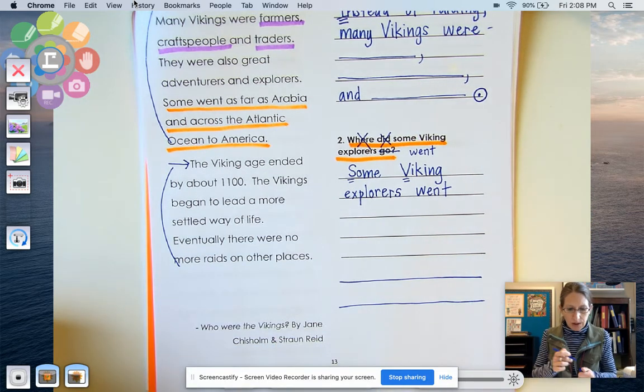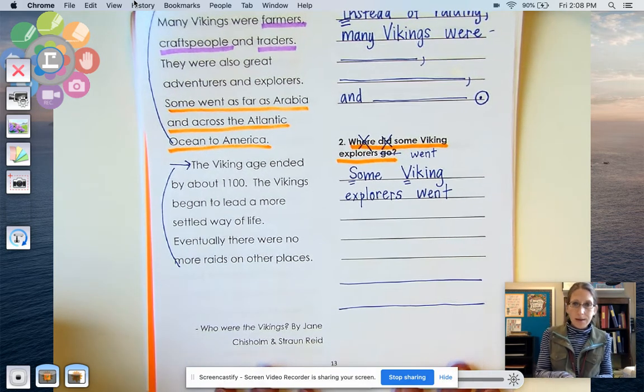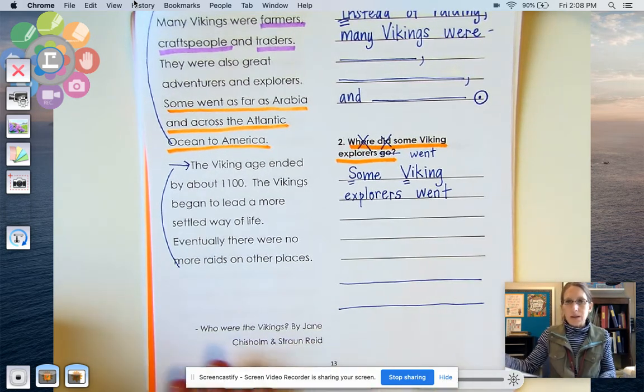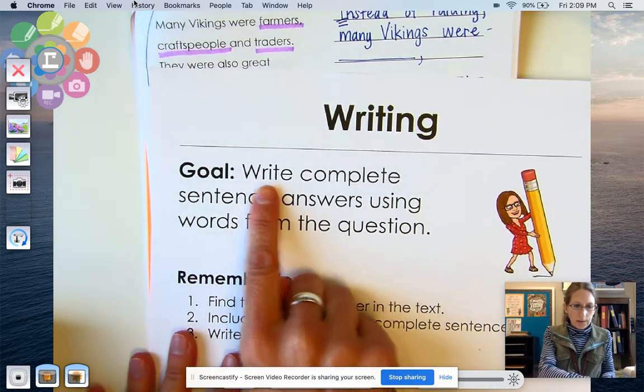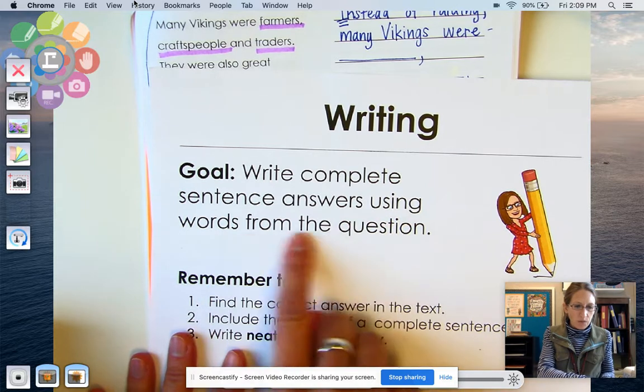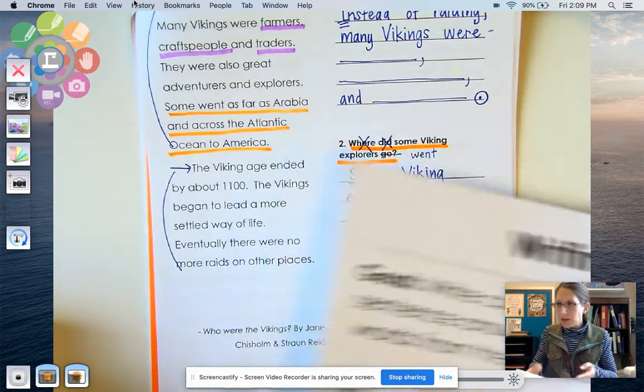So you're going to finish this sentence, check for capital letters and end marks. Thank you for writing so neatly. And let's see, did we accomplish our goal for today? Our goal was to write complete sentence answers using words from the question. I think we did. I think we did a nice job.